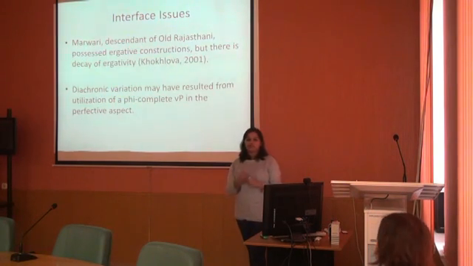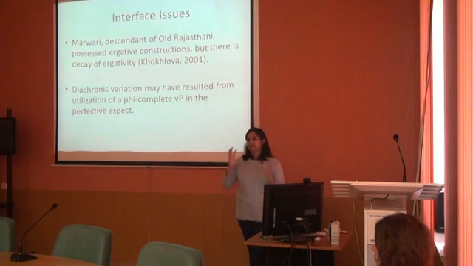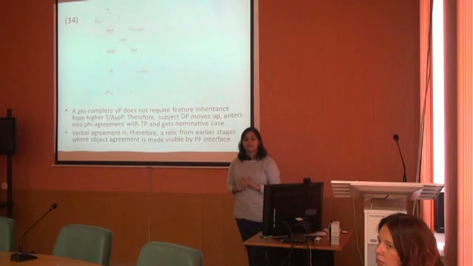So this may be an issue of having some relics of an old kind of pattern. Marwari is known to be a descendant of Old Rajasthani, which did possess certain ergative-like constructions, but there is a decay of ergativity. So diachronic variation may have resulted from utilization of a phi complete vP, but the pattern of showing a lower set of phi agreement in the morphology may still remain. My fieldwork did show that there are certain dialects of Marwari which have totally lost the ergative pattern. So this is the analysis.